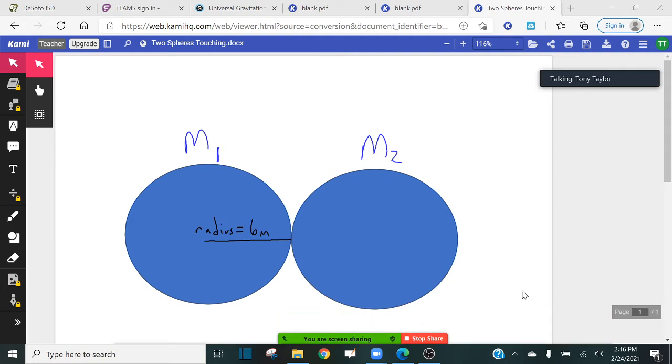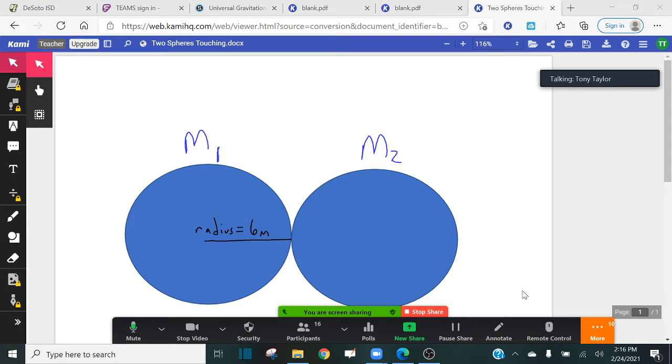No, the distance is not 1. Anyone else? It's not 0. It's not 1. Come on, guys. It is 12. Exactly, Angelina. It is 12. Because think about it.